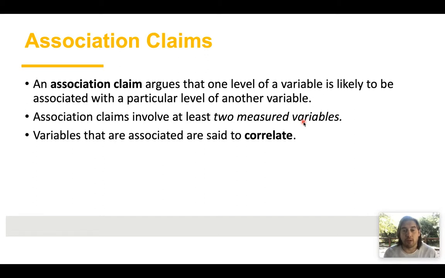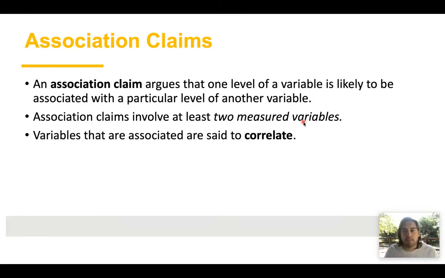So a couple key points here. One, association claims, and then the statistic of a correlation involves two measured variables, and we are not making a causal claim. We're simply saying that these two variables are related to one another, not that one causes any change in the other. And that's a really, really important distinction here between association claims and causal claims. Association claims are a relationship. Causal claims are a direct cause and effect.